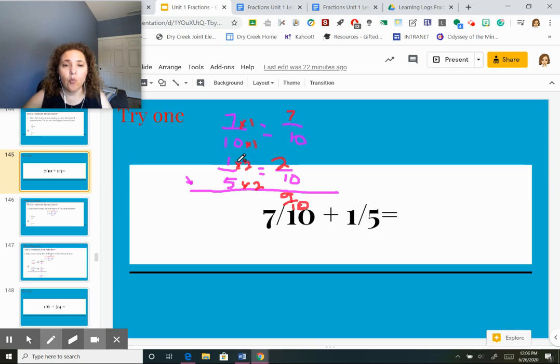And then 1 times 2 is 2. 10 times 1 is 10. I said what times what? So if I multiply by 1, I got to multiply the top by 1. 7 times 1 is 7. 7 plus 2 is 9/10. Okay, now we're going to look at a different way of doing these.